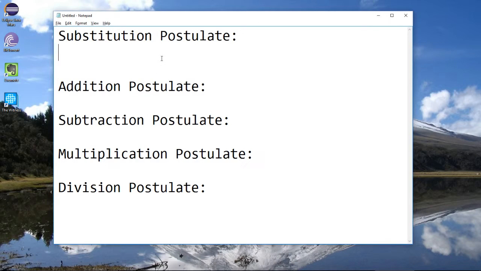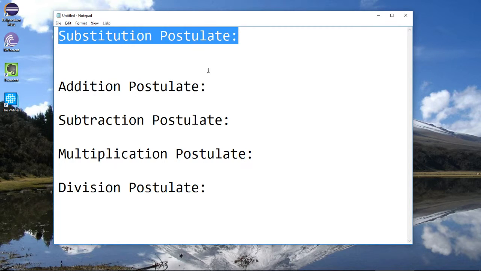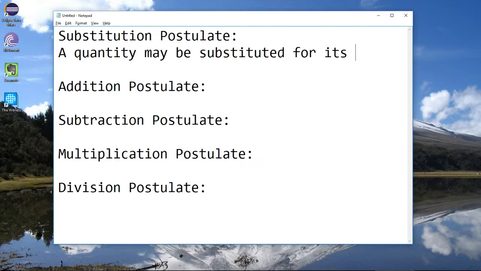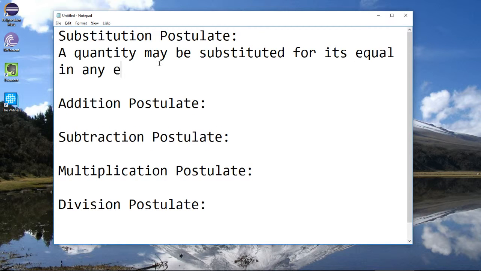In today's lesson, we're going to be learning how to do full real proofs, but before we do that, we need to see a couple postulates. The first one is called the substitution postulate. The substitution postulate states that a quantity may be substituted for its equal in any expression.